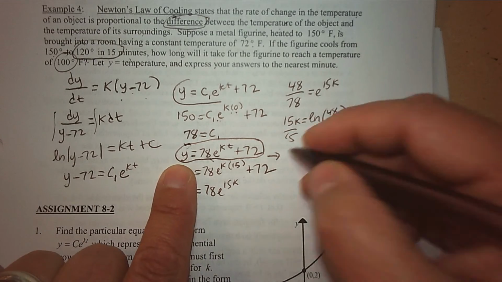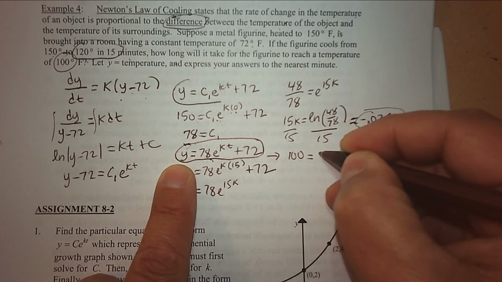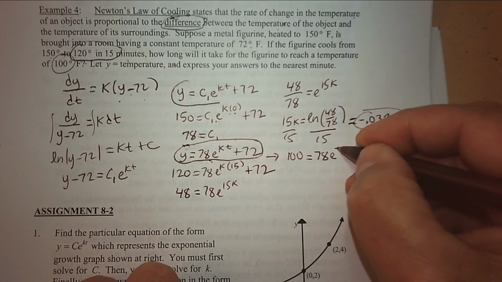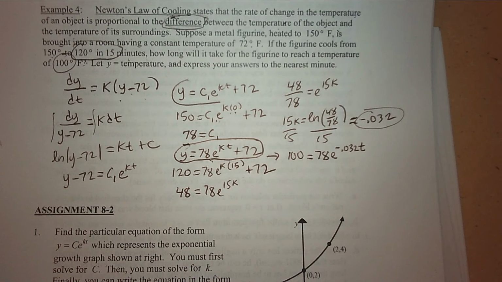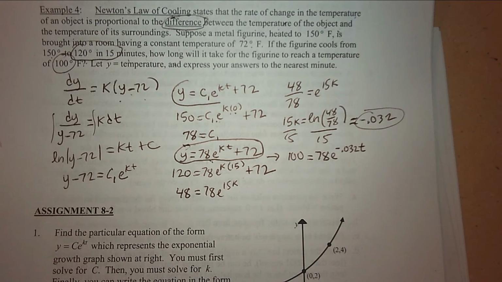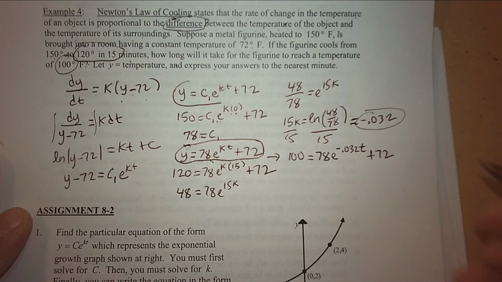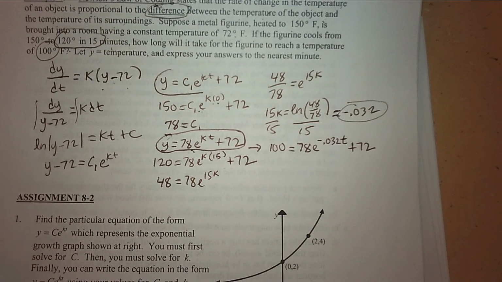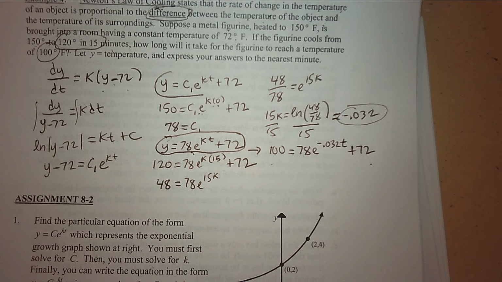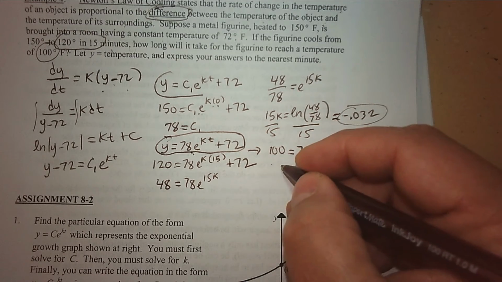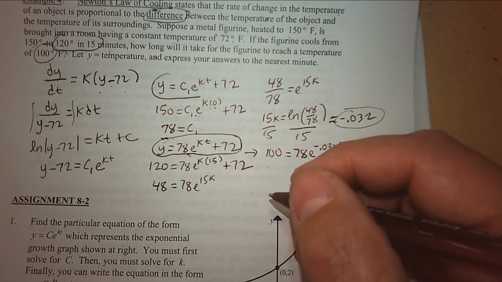So that means y again is 100. k is negative 0.032. I don't know t. That makes me sad because I need to do algebra now to get t by itself rather than just plugging it in my calculator and getting an answer. Plus 72. I've got to solve for t, and that will give me my end answer. Isn't that exciting? So how do I get t by itself? Step 1. What's 100 take away 72? 28, that's right.